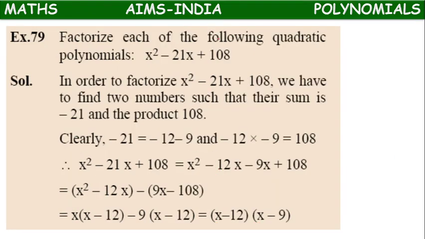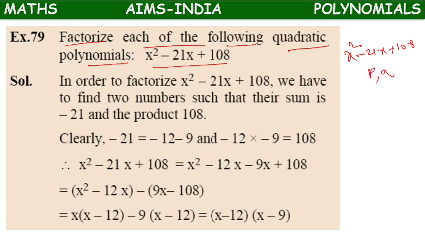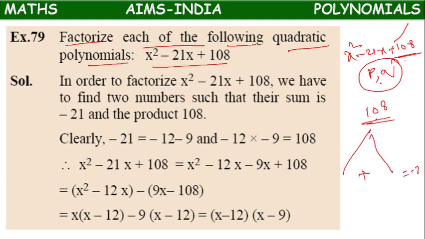Next, children. Next question. Factorize each of the following quadratic polynomials. x square minus 21x plus 108. So the given polynomial is x square minus 21x plus 108. We need two numbers p and q such that their product is equal to the constant. What is the constant here? Plus 108. Their sum is equal to minus 21.